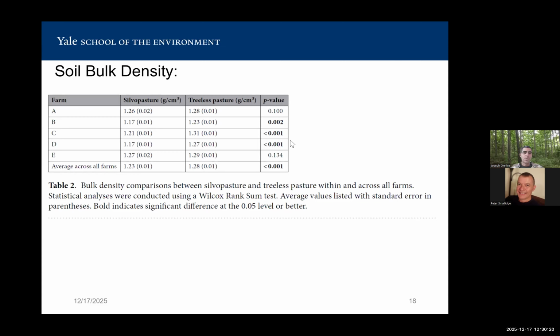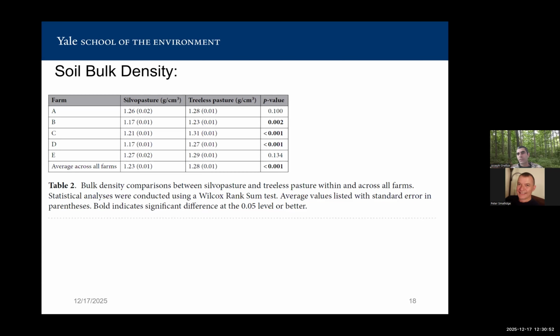And what we found here was on 3 of the 5 farms, soil bulk density was significantly greater in treeless pasture than in silvopasture. And the trend across all farms was that there was greater bulk density in treeless pasture versus silvopasture, which is an interesting result in itself because it's consistent with past research that silvopasture tends to reduce the bulk density of the soil.